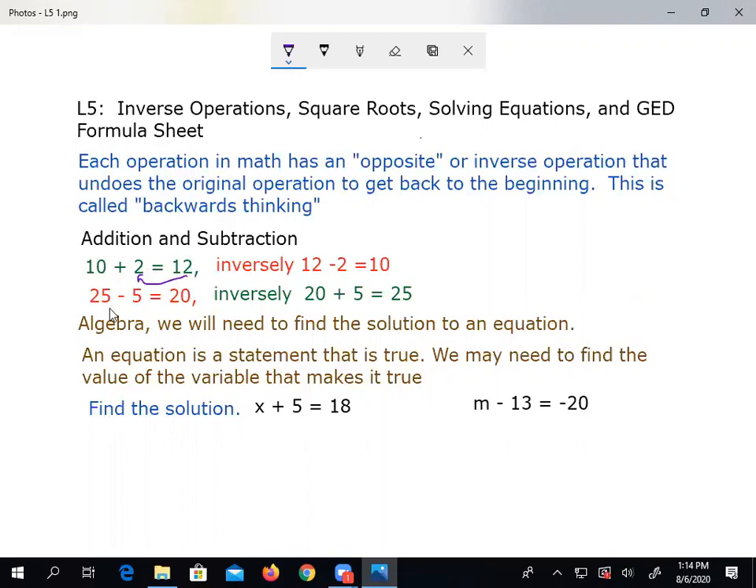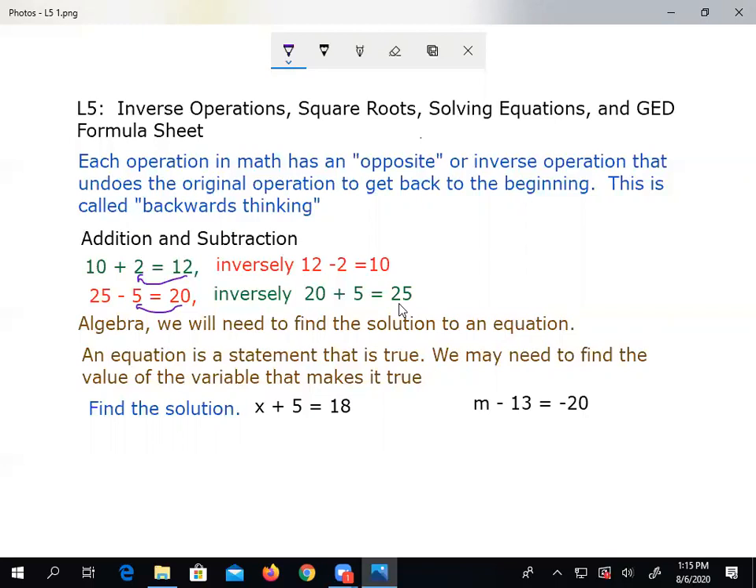Now, if I give you a subtraction statement like 25 minus 5 is equal to 20, if I think backwards, inversely, 20 plus 5 is going to take me back to the beginning, which is 25. So inversely, 20 plus 5 equals 25. If I go backwards, the subtraction problem has to be undone by using addition to get back to the beginning. We call that backwards thinking. So every subtraction problem can also be written backwards as an addition problem, and we call these inverse operations.